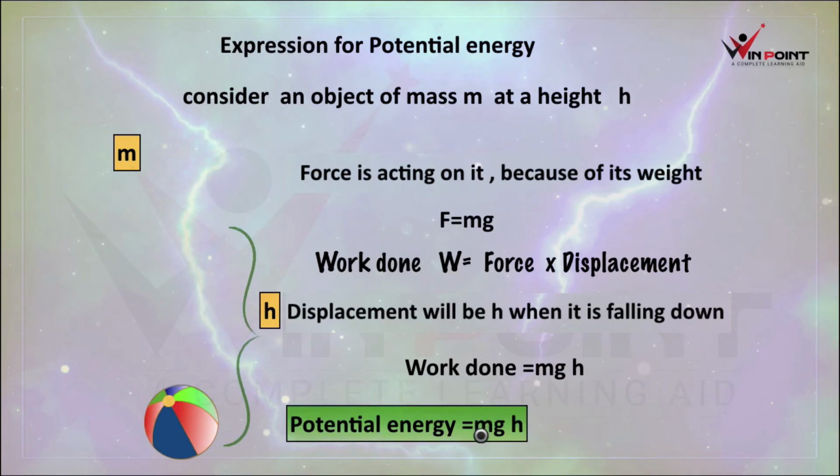m is the mass of the object, g is the acceleration due to gravity, h is height.